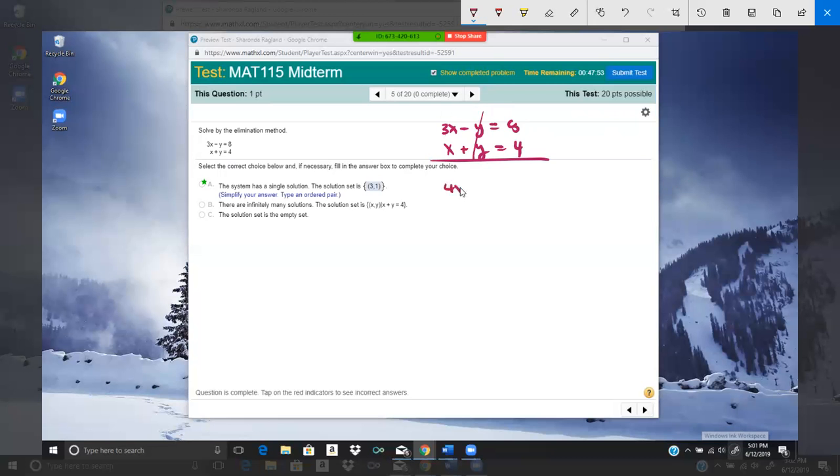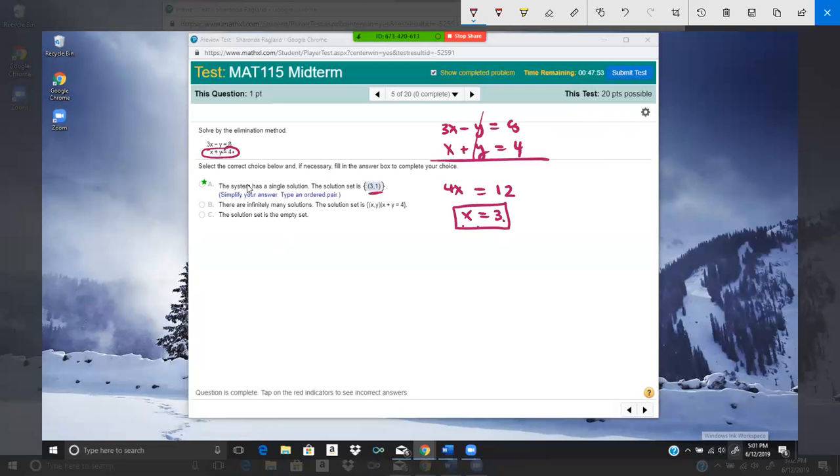This gives you 4x is equal to 12, right? And then solve for x, divide by 4, you get x is equal to 3. So once we have a value, then we can plug it into either original equation. So it looks like I would use the second one, okay? x plus y is equal to 4. I know x is 3, so that means 3 plus 1 is equal to 4.